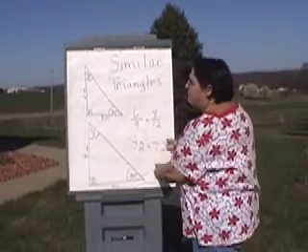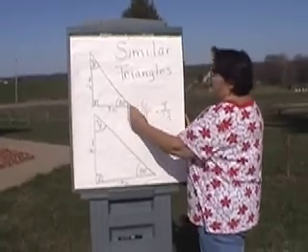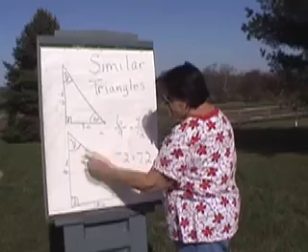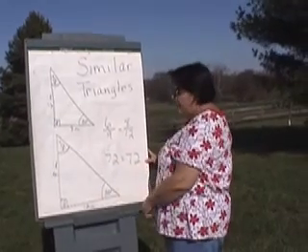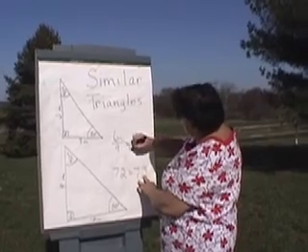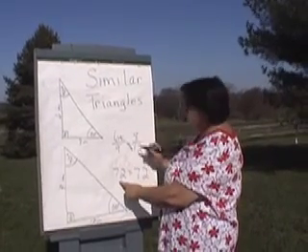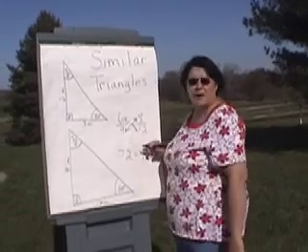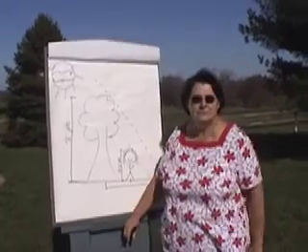I can simply do that by saying 6 is to 9 as 8 is to 12. And then I very simply do the math. We cross multiply. 6 times 12 is 72. 9 times 8 is 72. I know these are similar triangles and they're proportional.